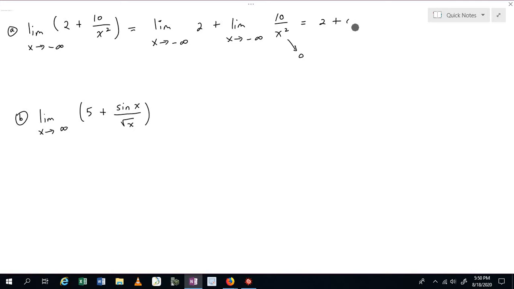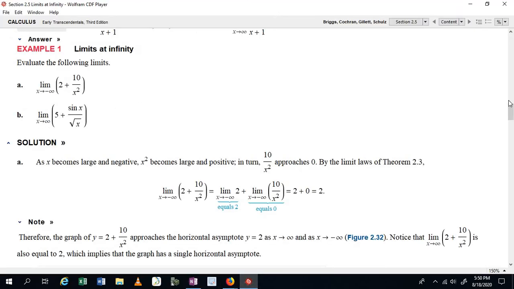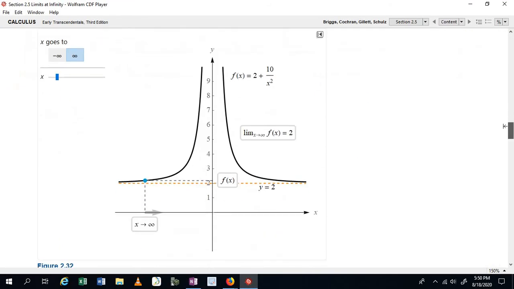Okay, so this limit here is 0. And so overall, the limit is 2 plus 0, which is just 2. Now let me show you the graph of this so you can get a visual of it. This is the graph of the function that we're working with. And we're approaching negative infinity, or x is.